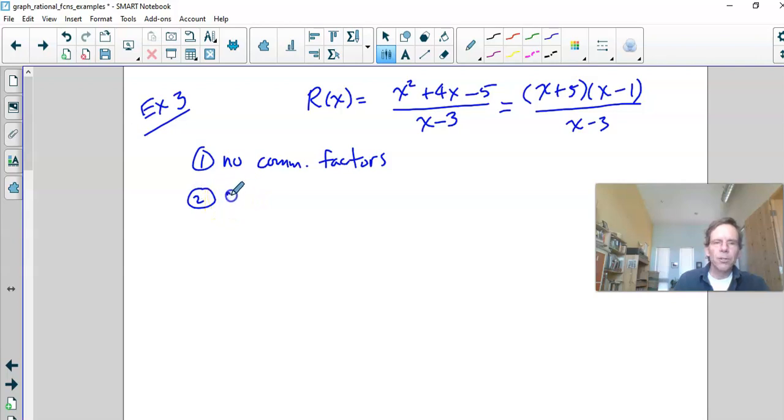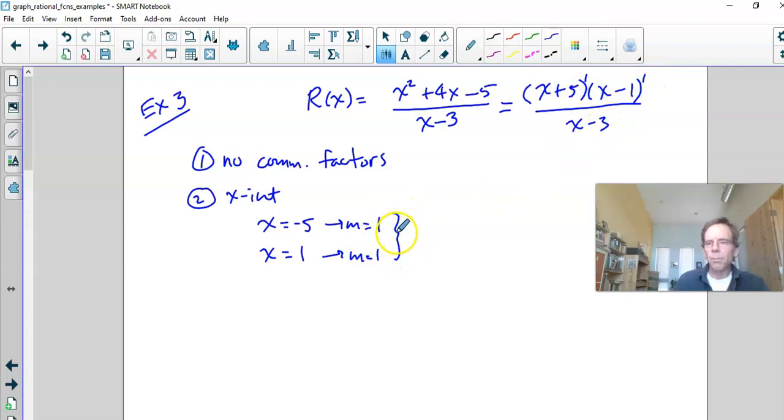All right, step 2. What are our x-intercepts? Our x-intercepts are the zeros of the numerator. And I hope we can see that that's going to be -5 and 1. And the multiplicity for both of them is 1, right? The power on these binomials is 1. When the multiplicity is 1, what happens to the graph near the x-intercept? It goes through the x-axis, for both of them.